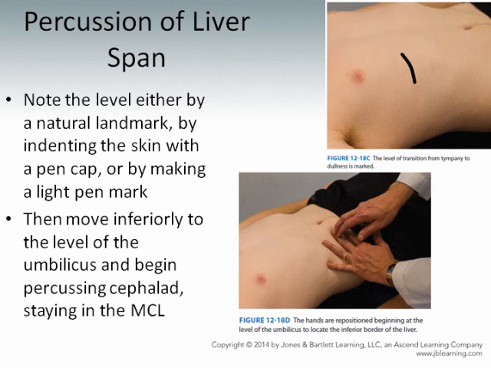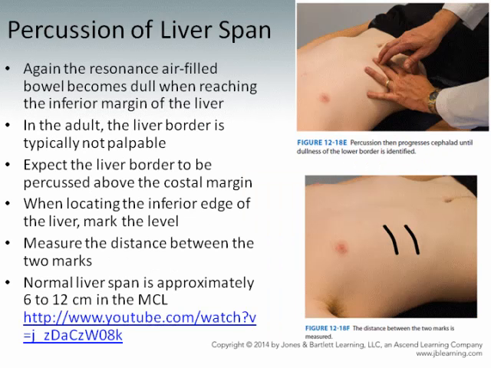Percussion of the liver span. Note the level either by a natural landmark or you can make a mark with a pen. Then move inferiorly to the level of the umbilicus and begin percussing towards the head, staying in the midclavicular line. Again, here's a YouTube note that tells you how to check for the resonance. Air-filled bowel becomes dull when reaching the inferior margin of the liver.